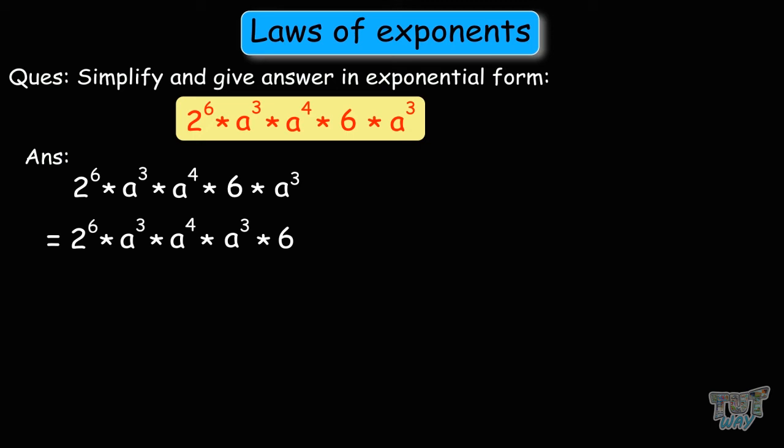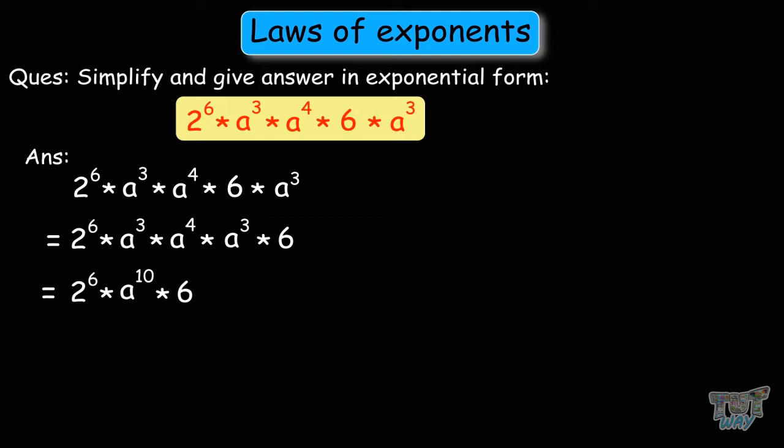Now we know whenever we have powers with the same bases, we have to add their exponents for multiplying and subtract their exponents for division. Here we are multiplying, so we can take these three a's and then add the exponents since they have the same base. So we get a to the power of 3 plus 4 plus 3, which equals 3 plus 4 is 7, plus 3 is 10. So we have 2 to the power of 6 times a to the power of 10 times 6.